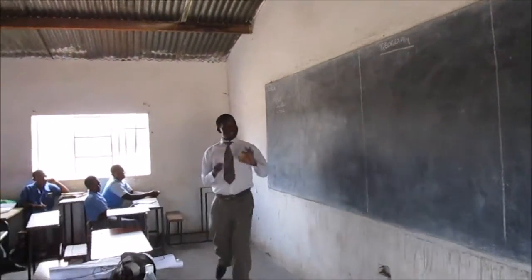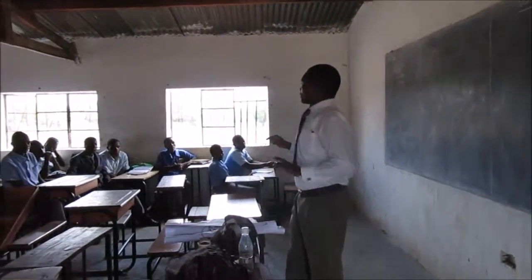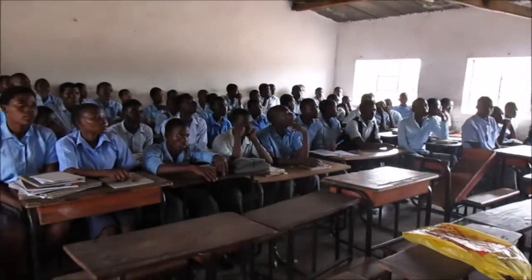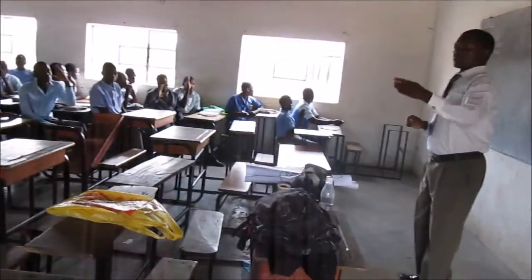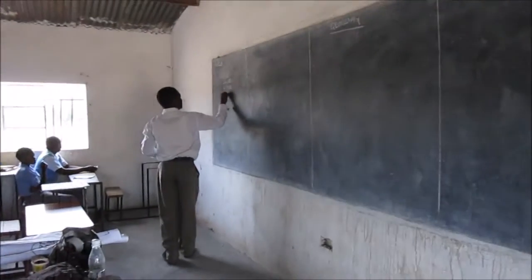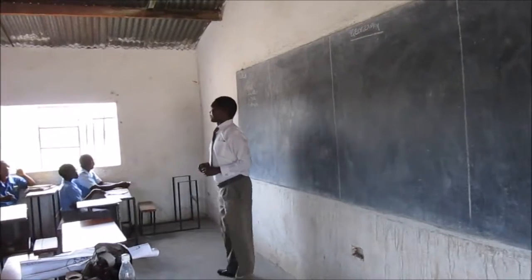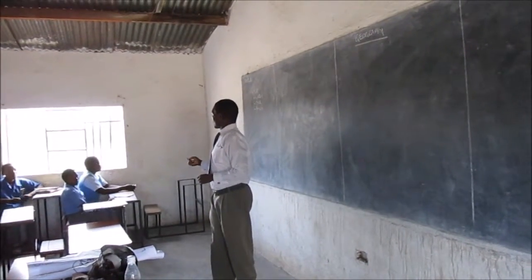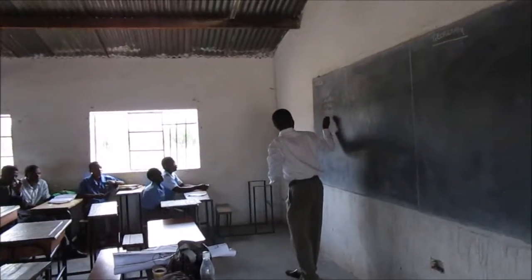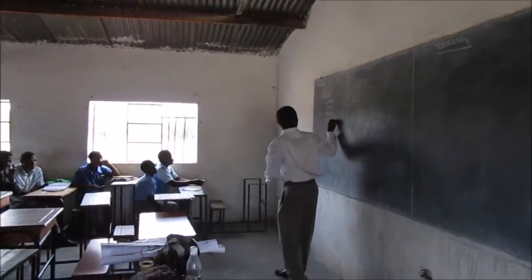Now, apart from these three, you can just use the windows. Which things can you see through the windows? Yes. Trees. Anything else? Yes. Houses. Well, you can call them buildings.